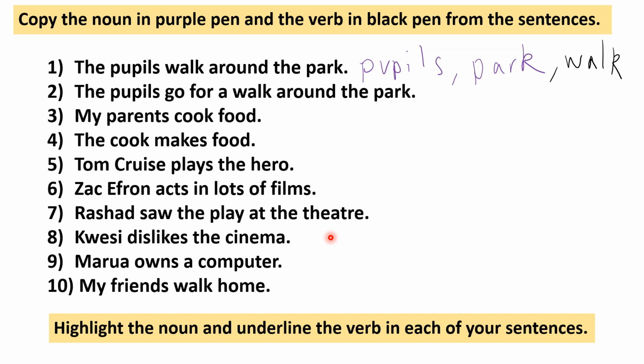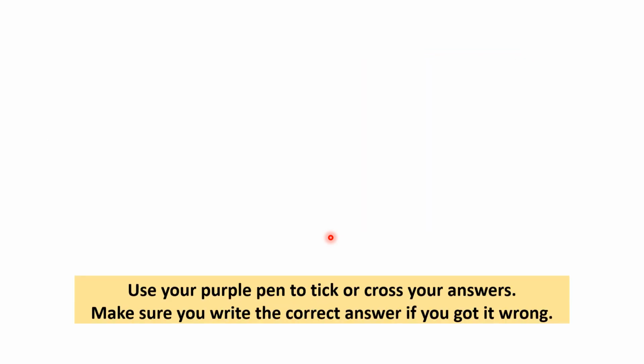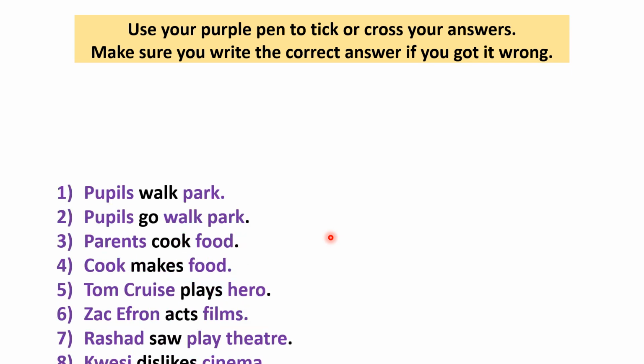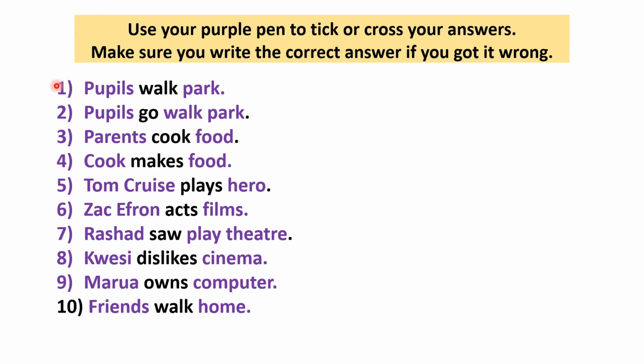Okay, if you're back, that means that you are ready to make our purple pen corrections. So give it a tick if you got it right, and if you got it wrong, please make sure that you are writing the correct answers. So number 1, we had the nouns as pupil and park. The verb is walk. Number 2, we had the nouns as pupil, walk, park, and the verb as go. Notice here that walk can be a noun and it can be a verb. The pupils walk is an action, but if you go for a walk, that is a name for a thing.